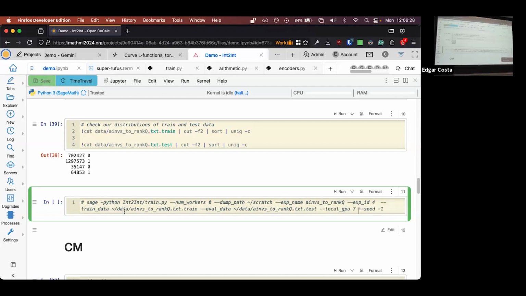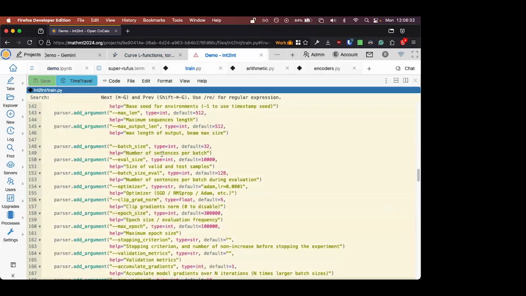So by default, what is the seed? Is it not -1 by default? I think the default is 0, or not.